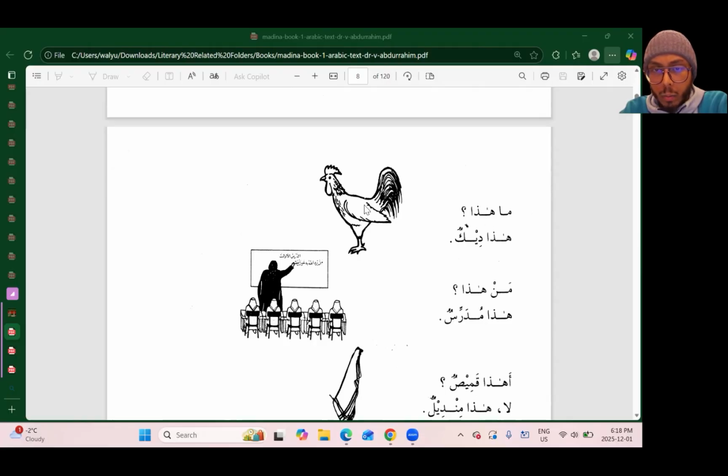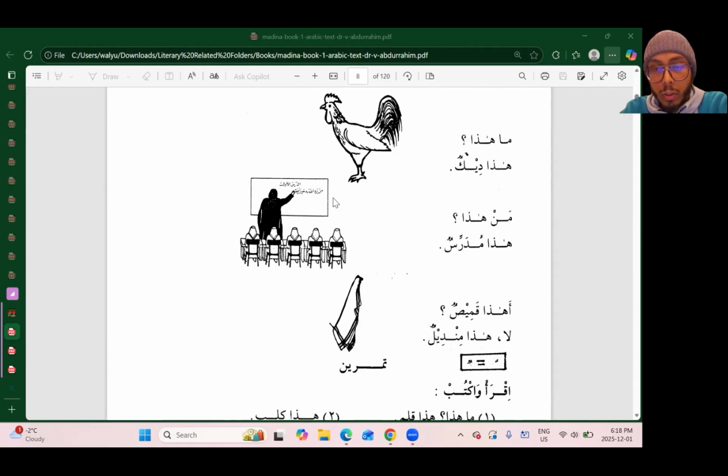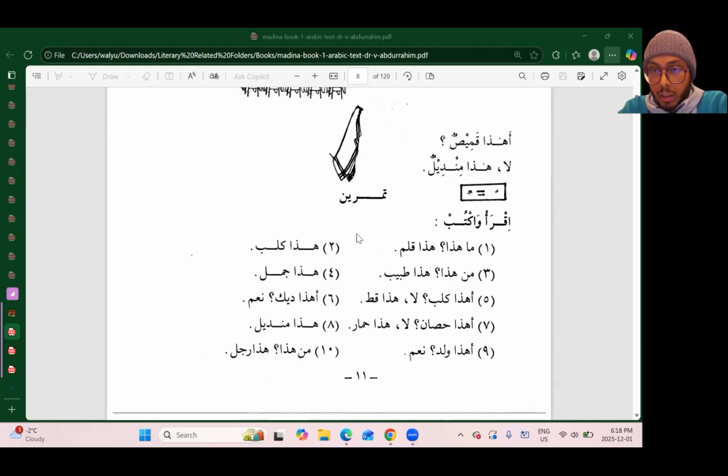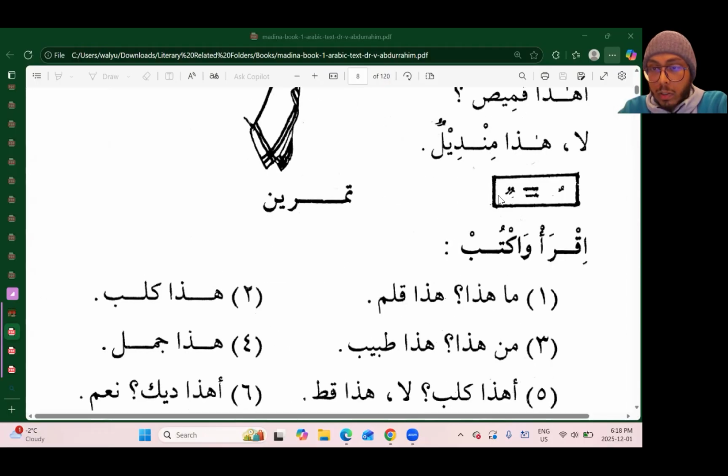ما هذا؟ What is this? هذا ديك. This is a rooster. من هذا؟ Who is this? هذا مدرس. This is a teacher, just like me. أهذا قميص؟ Is this a shirt? لا, هذا منديل. No, this is a handkerchief. This is an important note.